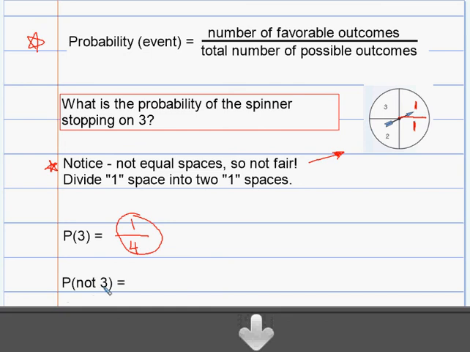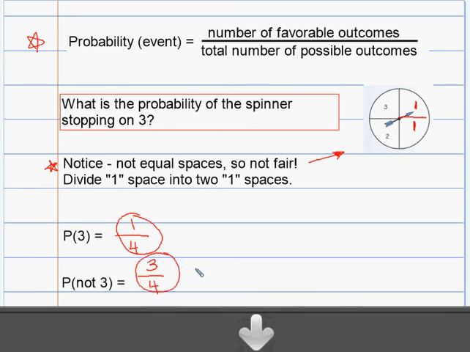Probability of not a 3. Okay, so what does this mean? I want anything but a 3. So how many options are there that are not 3s? Well, there's 2 here and 1 there, so that's 3. Out of how many spaces total? 4. So the probability of not getting a 3 is 3/4.